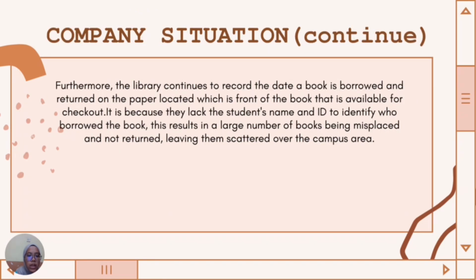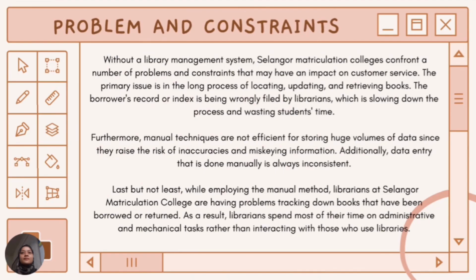Furthermore, the library continues to record the date a book is borrowed and returned on the paper located at the front of the book that is available for checkout. It is because they lack the student's name and ID to identify who borrowed the book. This results in a large number of books being misplaced and not returned, leaving them scattered all over the campus area.